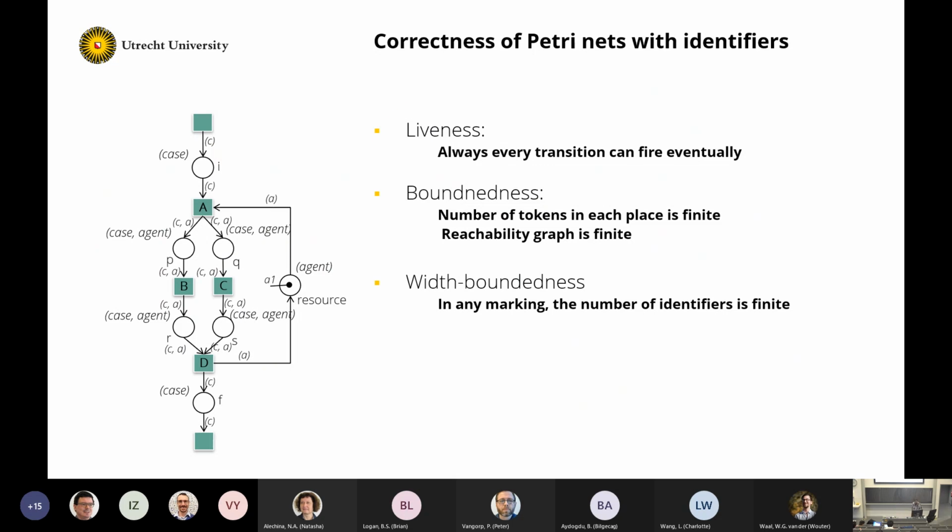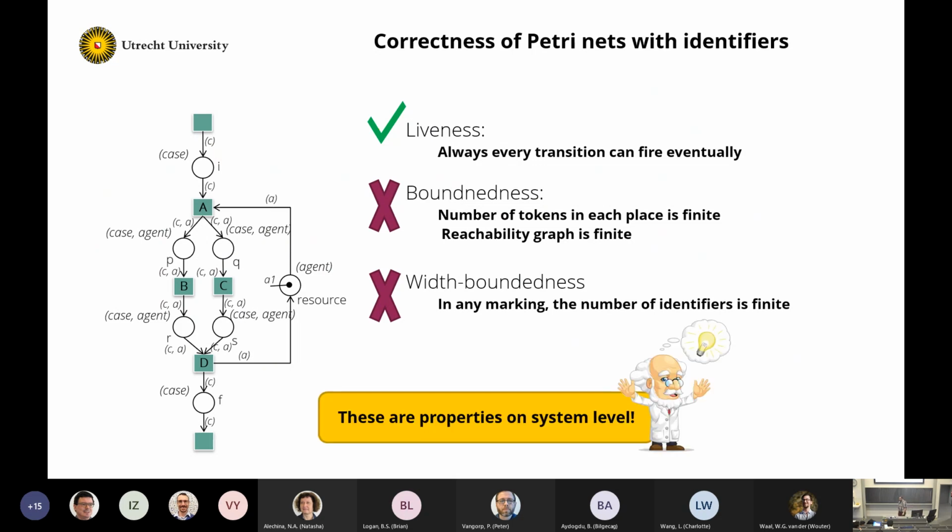And in this problem, liveness is there in this model. Boundedness is not there, we already saw, because of the single transition. And because this single transition can fire infinitely often, I also don't have width boundedness. So at least I know that in my system there can be any number of instances at the same time. And these properties are on the system level. That means that we talk about the whole system. We're not talking about a single identifier and what happens.